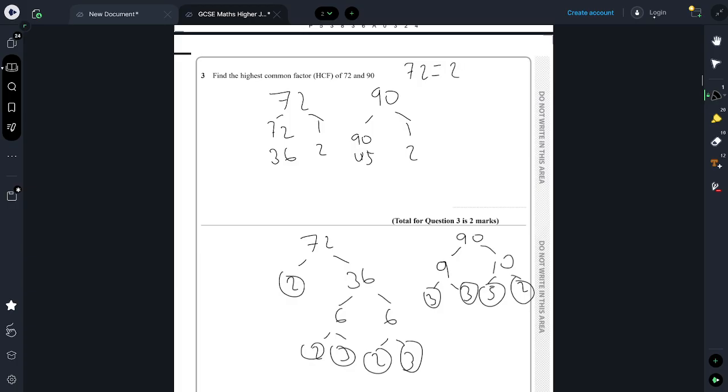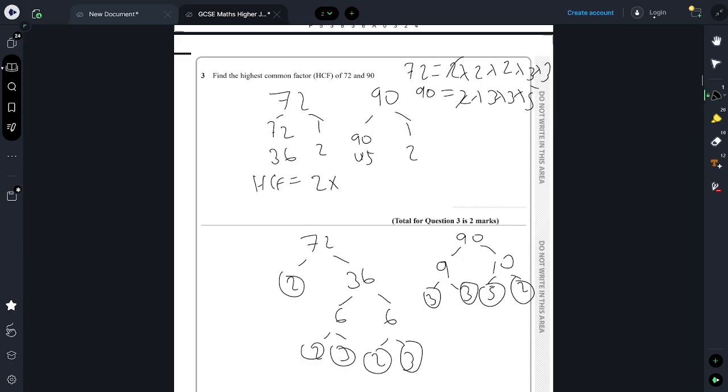is, if we list them all, 2 times 2 times 2 times 3 times 3. And 90 is, let's put it in order, 2 times 3 times 3 times 5. And then the highest common factor is essentially the product of, well, look at the factors that are in both of them. So 2 is in both, so 2. Then you times 2, there's no more 2's here, so it's only in that one.